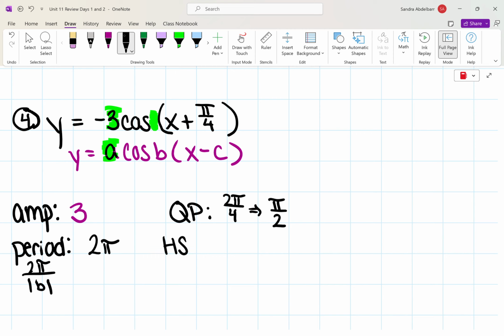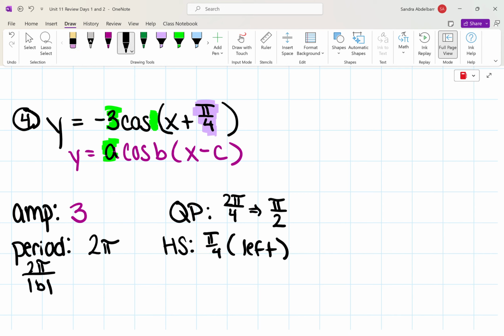All right, horizontal shift. Will there be a horizontal shift? Yes, your horizontal shift is whatever pi expression is inside your parentheses with the x. But remember, it's always the opposite. So because that says plus pi over 4, we're going to shift not to the right, but to the left. So I'm going to say my horizontal shift is pi over 4, and then in parentheses I'll say left.